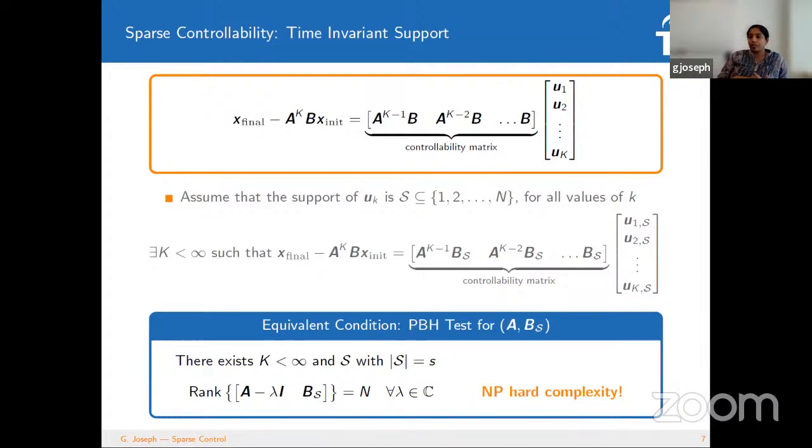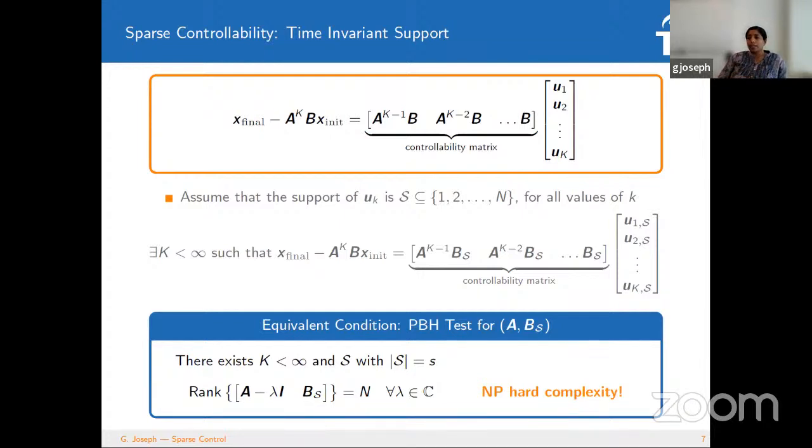And the rank of the matrix which comes from the PBH test should be full row rank. So the rank of the matrix obtained by horizontally concatenating A minus lambda I and B sub S, which denotes the submatrix of B indexed by the columns indexed by S, should be N.